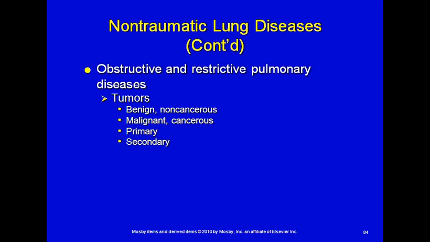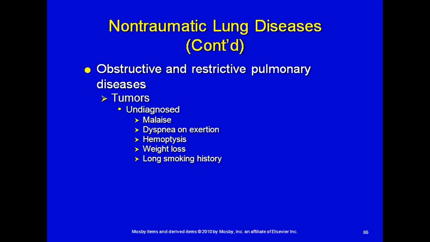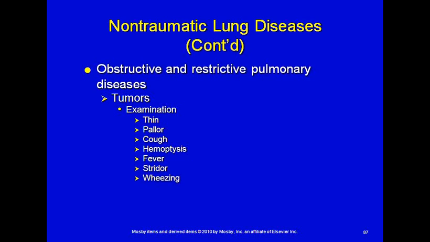Now, tumors can be benign, which are non-cancerous, or they can be malignant, which are cancerous. There are primary tumors and secondary tumors. And here is a tumor seen on a regular chest x-ray, and then also later on a PET scan. So they can see the tumor in the lung. If undiagnosed, tumors cause malaise, dyspnea on exertion, coughing up blood, weight loss, and many patients, of course, with a long smoking history are at greater risk of developing lung tumors or lung cancers.